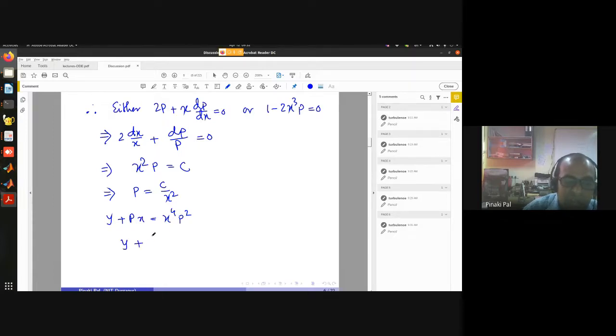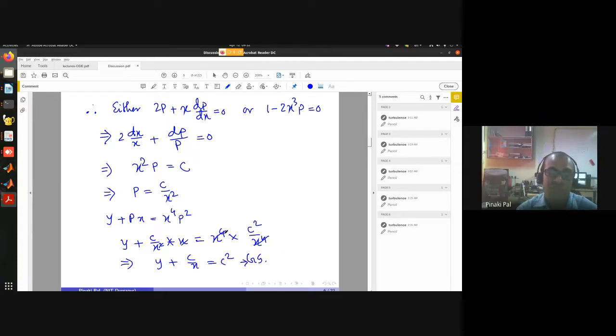If we eliminate p from these two equations, what we will get? y plus c by x squared into x is equal to x to the power 4 into c squared by x to the power 4. This is cancelled, and one x is also cancelled. Therefore, this will imply y plus c by x equal to c squared, which is the general solution of the differential equation.